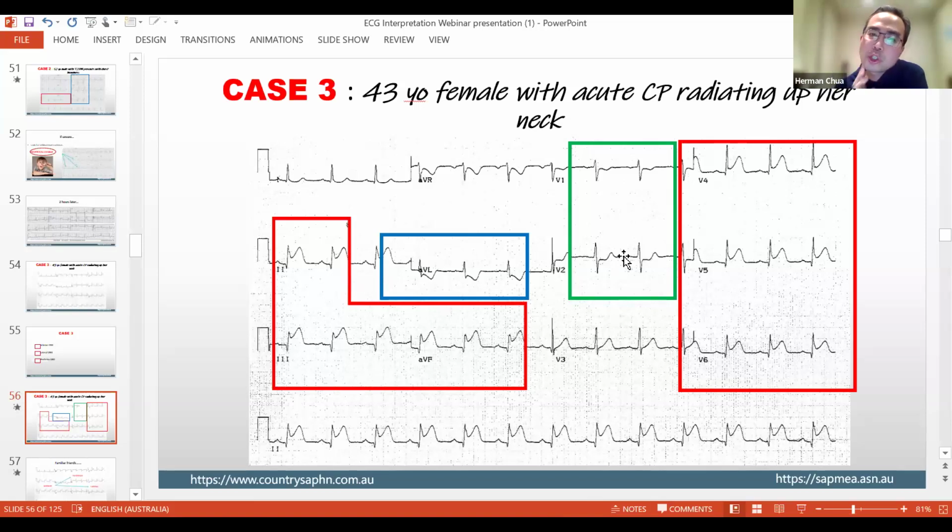But when you have a posterior myocardial infarction, if you do posterior leads, there will be ST elevation there. But what is opposite posterior? Well, leads V1 and V2. So if you've got elevation in the posterior leads, in the reciprocal leads you will actually see depression, and these leads are leads V1 and V2.